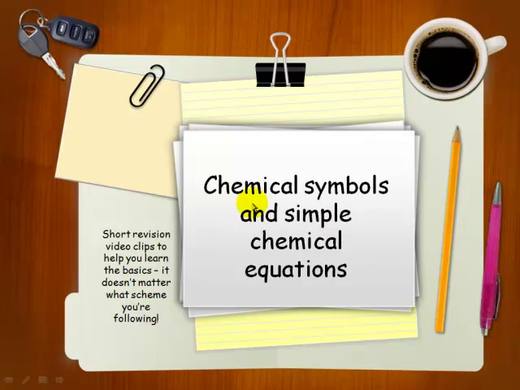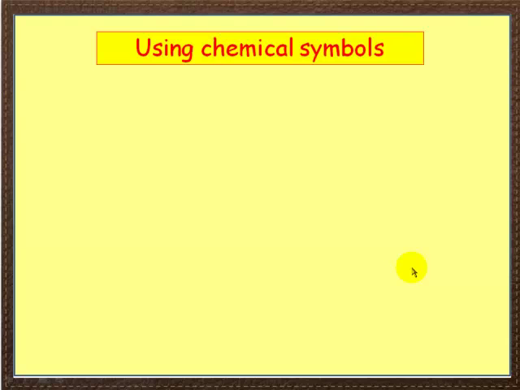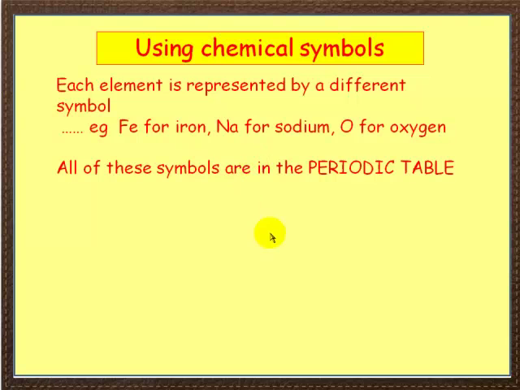Now in this video we're looking at chemical symbols and simple chemical equations. Let's start first of all at looking at chemical symbols themselves. Now you may know, I hope you do by now, that every element is represented by a different symbol. For example, we've got Fe for iron, Na for sodium and O for oxygen.